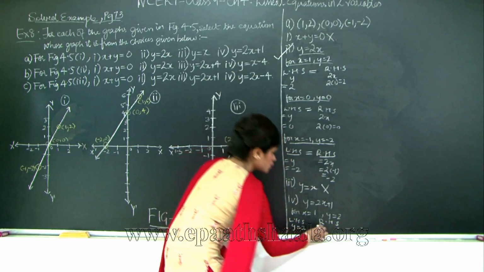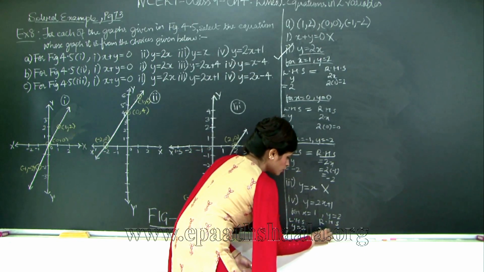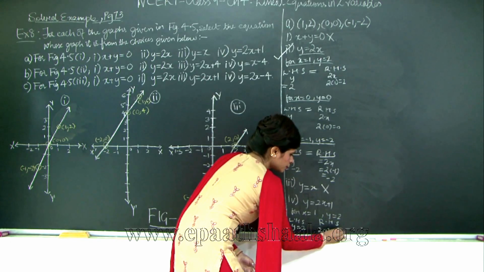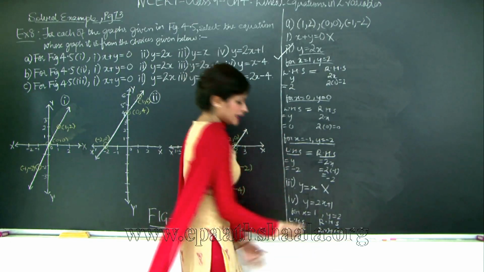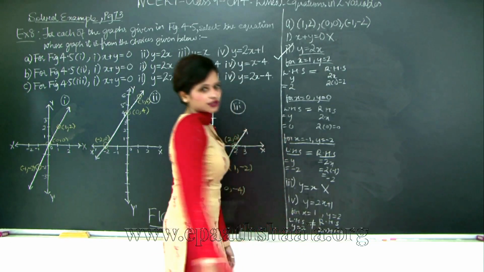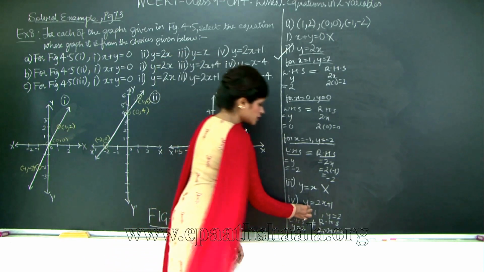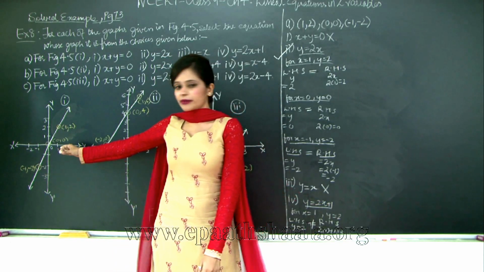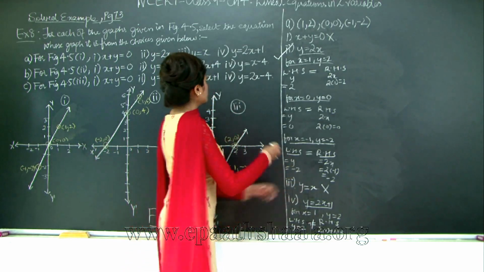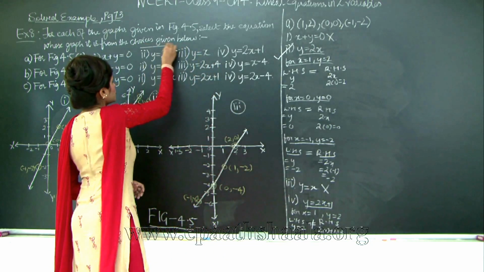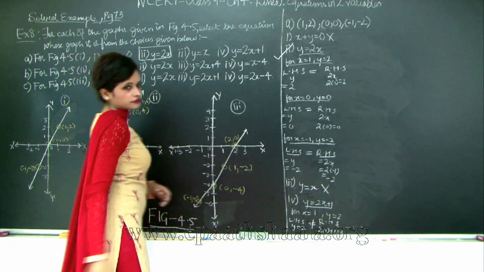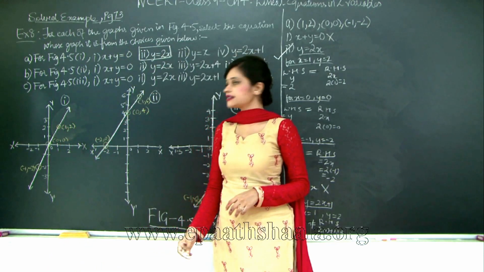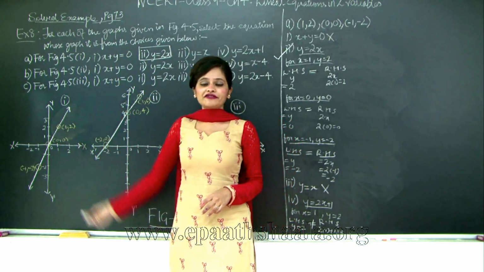My RHS is 2x plus 1, which is 2 into 1 plus 1, which is equal to 3. So here again the LHS is not equal to the RHS. Therefore, even this equation is not the equation of my figure 4.51. Therefore, I am just highlighting this one over here. So y is equal to 2x represents the equation of line of figure 4.51.